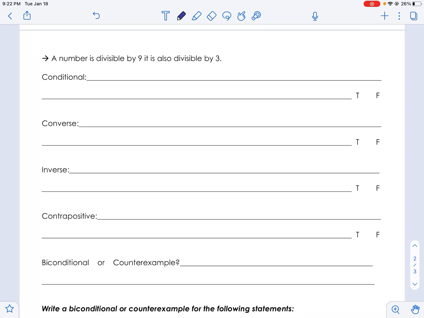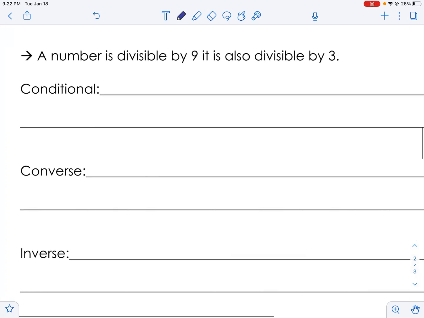So picking up where we left off, we're going to look at a math example. A number is divisible by 9. It is also divisible by 3. Well, if we read that statement again, you'll notice that we're missing the two things we need for a conditional statement, which is the words if and then.